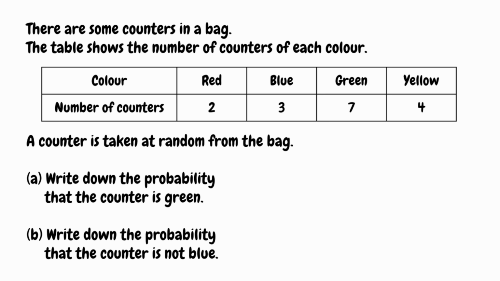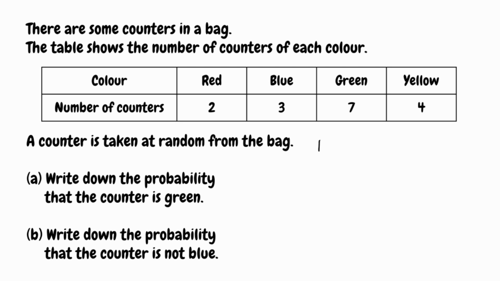So for our final question, we have that there are some counters in a bag. The table shows the number of counters of each colour. So we have 2 red counters, 3 blue, 7 green, and 4 yellow. A counter is taken at random from the bag. For part A, we need to write down the probability that the counter is green.